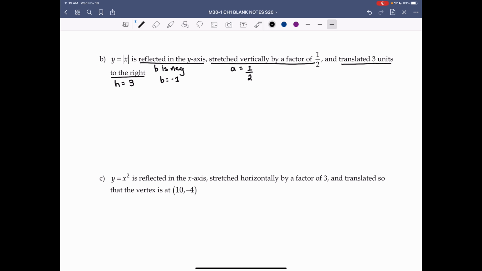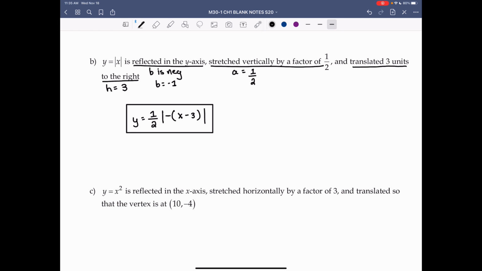Then we have y equals a, which is 1/2. Then absolute value of b, which is negative 1 or just negative. And then we have bracket x, and then h is 3, so minus 3, close bracket, close the absolute value. And there's our transformed function.